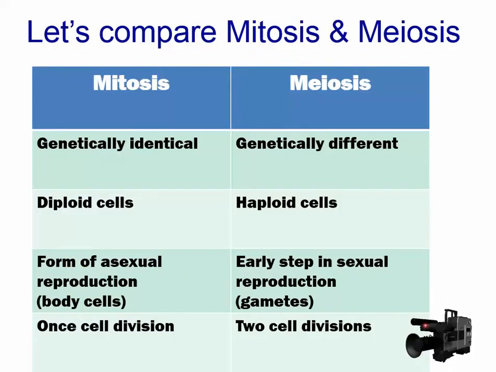So let's look at the differences between mitosis and meiosis. In mitosis, the cells are genetically identical. In meiosis, they're genetically different. Mitosis produces diploid cells. Meiosis produces haploid cells. Mitosis would be a type of asexual reproduction. You get your body cells. And then meiosis is the early step in sexual reproduction, and you get gametes. And then mitosis has one cell division, and meiosis has two.